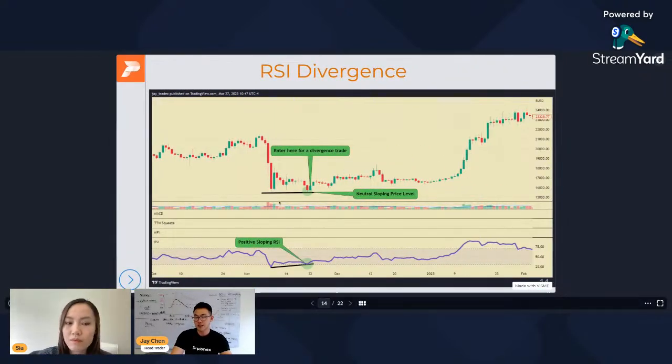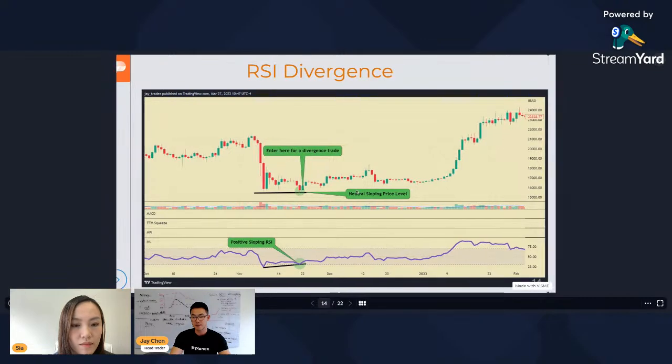So same chart, same example. After the FTX collapse, prices dumped to 15,500. RSI became oversold right here. If you didn't get in because you were scared, no problem. Afterwards, prices bounced, went sideways, and came back down. This time it didn't make a lower low, but it basically tested the previous low. So you can see the price was at a neutral sloping level, right?